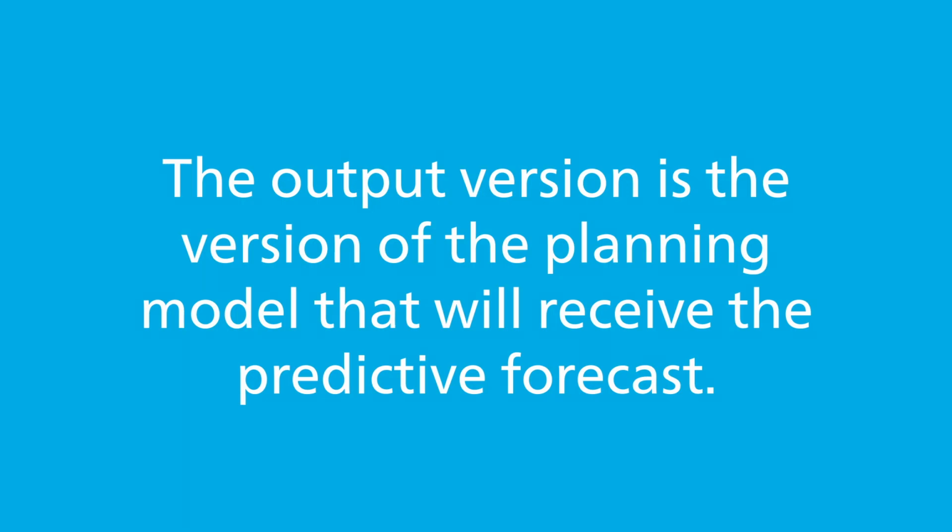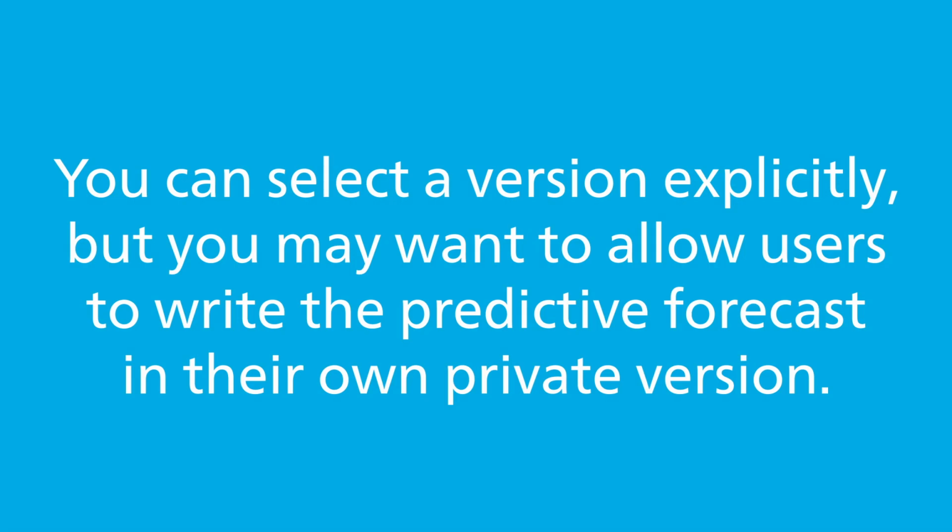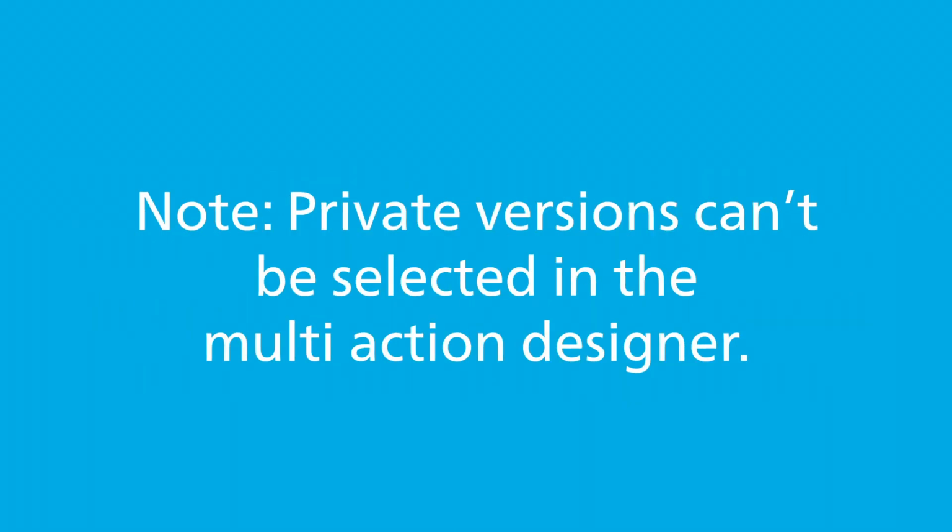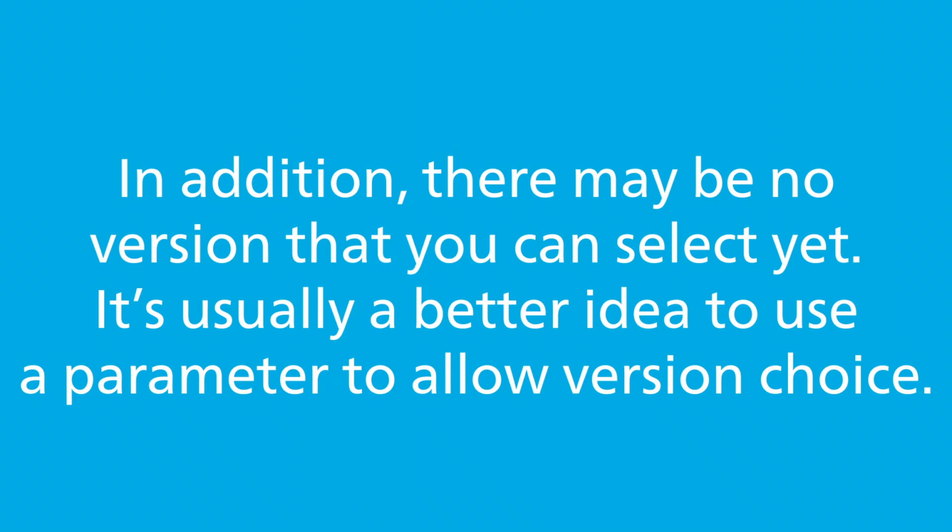One of the settings of the predictive step is the output version. The output version is the version of the planning model that will receive the predictive forecast. You can select a version explicitly, but you may want to allow users to write the predictive forecast in their own private version. Private versions can't be selected in the multi-action designer. In addition, there may be no version that you can select yet. It's usually a better idea to use a parameter to allow version choice. So let's create a version parameter.